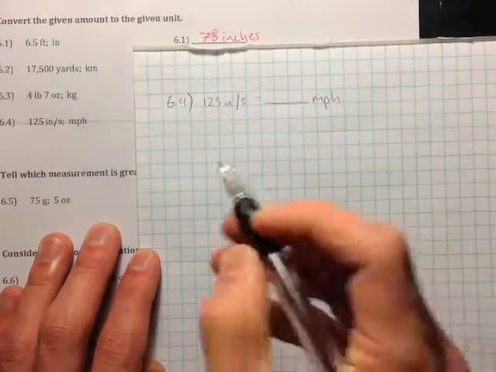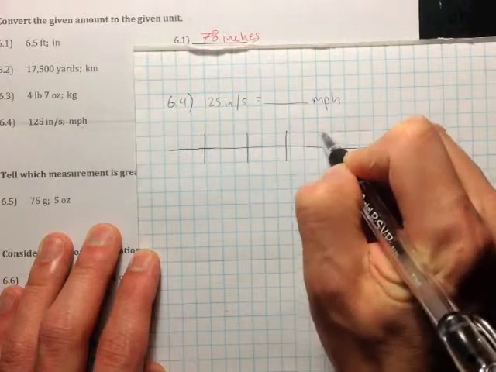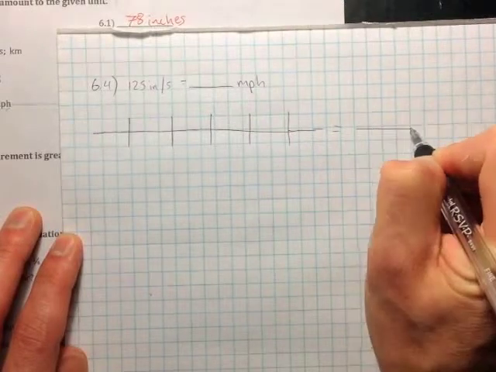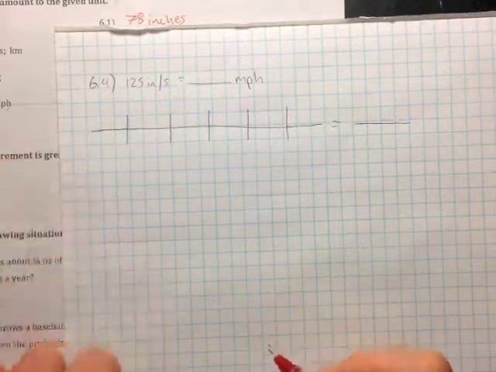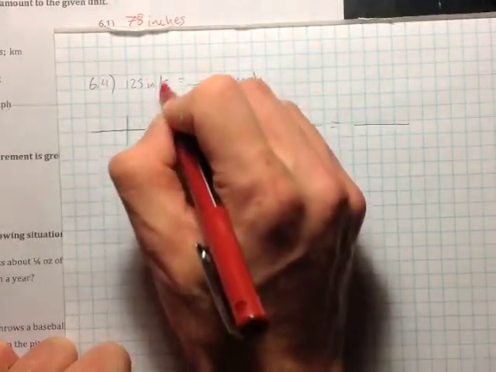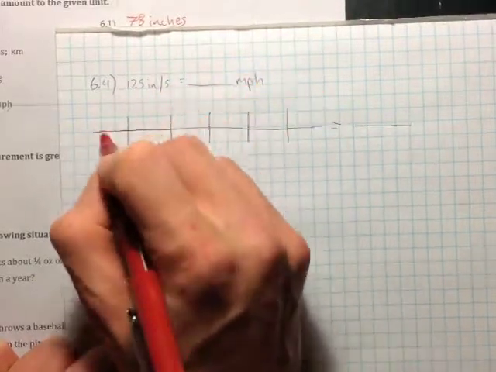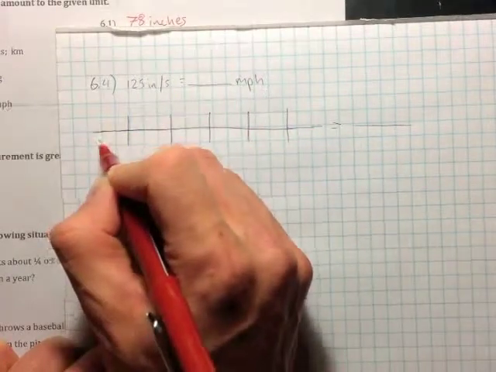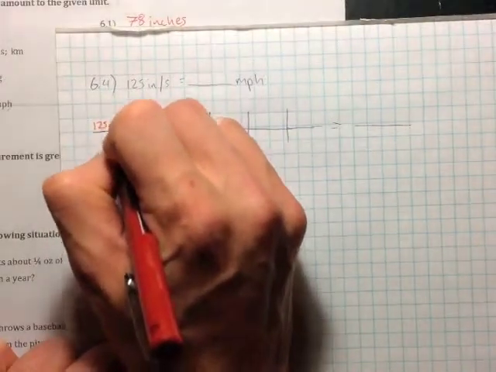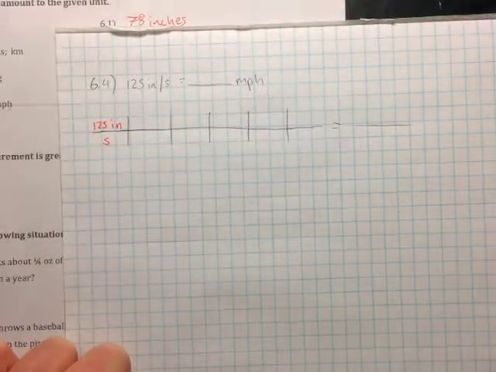Let's set up the train tracks here. I'm not sure how many we're going to need, so I'm going to give myself plenty of space. Equal to blah. Now, let's figure out what goes where. 125 inches per second. Now, we already have a fraction going on right here. That's what that slash is. It tells us that this is a fraction. So this train track is already in the form of a fraction. So the best way to put this into the train tracks is to have 125 inches right there, and then a second down here. Alright?